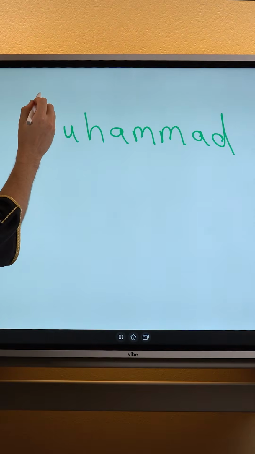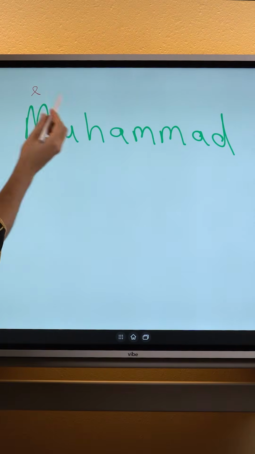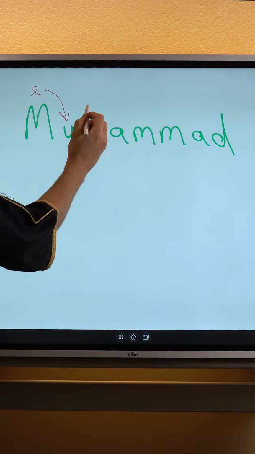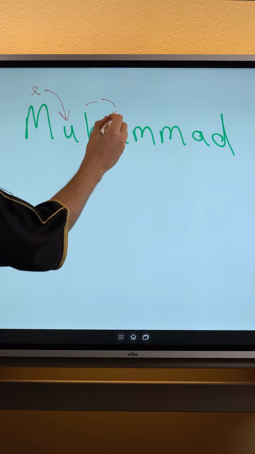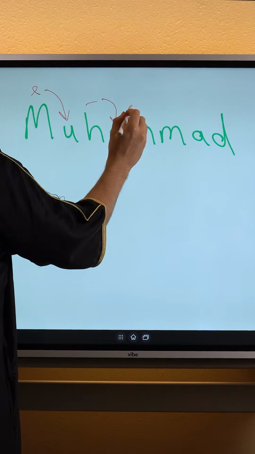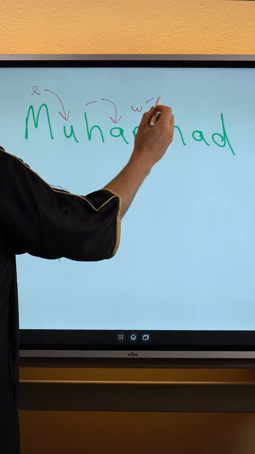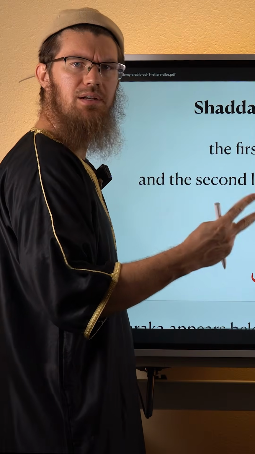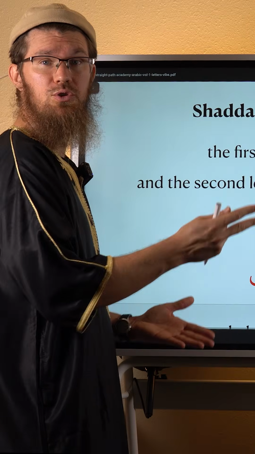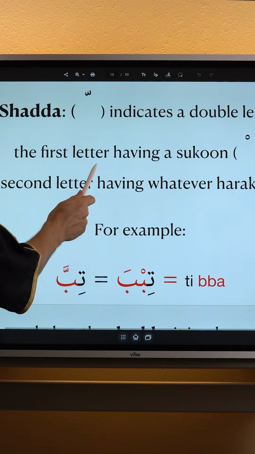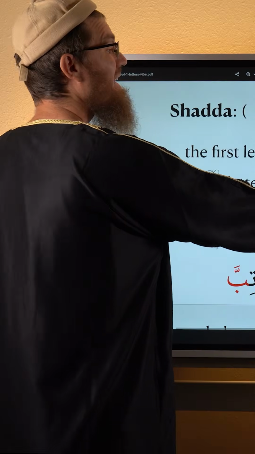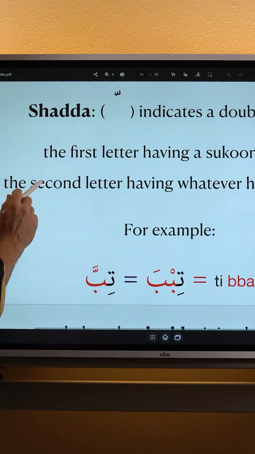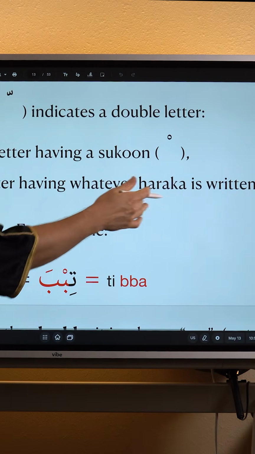So just like a dhamma above a letter represents a U sound, or a fatha above a letter represents an A sound, a shadda above a letter means that it is a double letter. Okay, but if the shadda indicates two letters, then what about the harakas for those two letters? Well, the first letter has a sukoon, meaning that it has no haraka. But the second letter has whatever haraka is written.